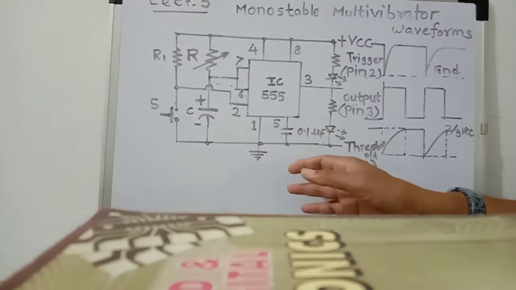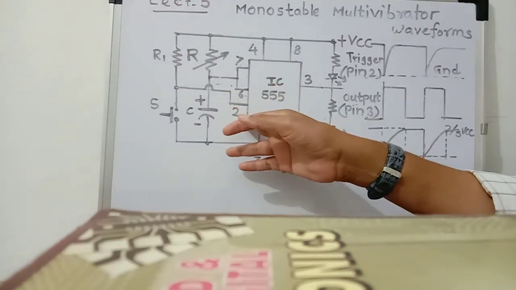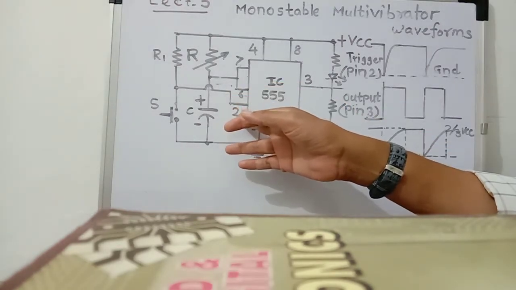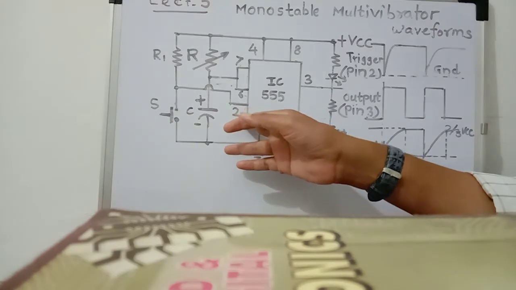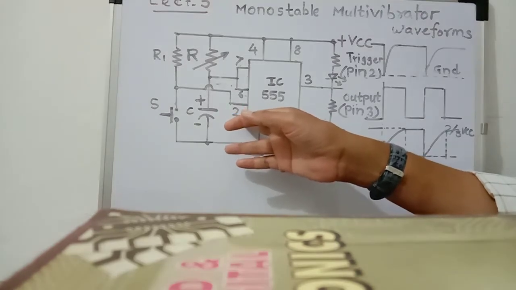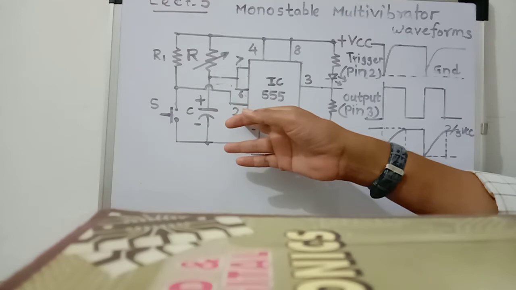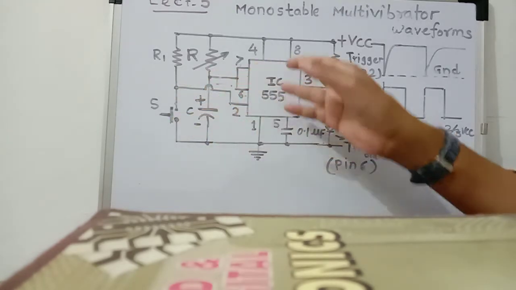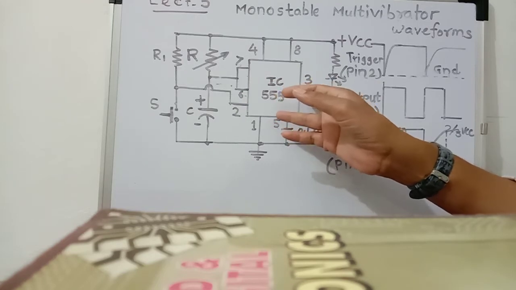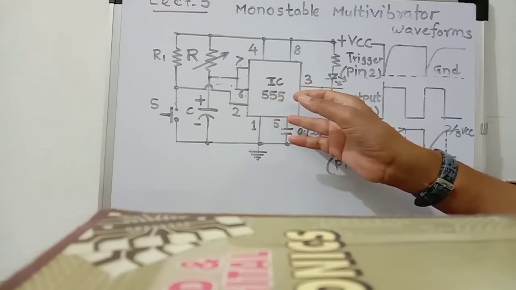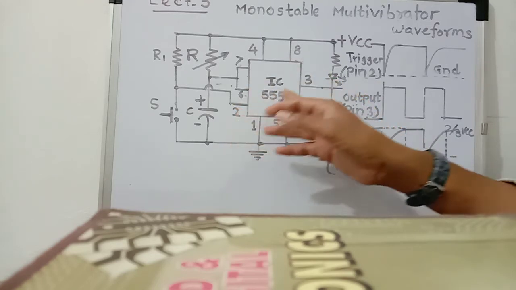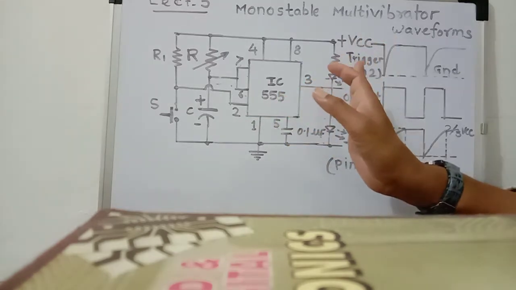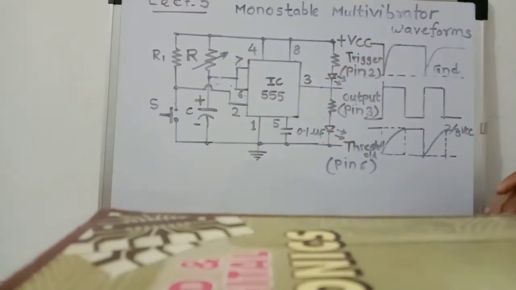Now pin number 2 is the trigger pin. Actually it is the trigger input of the lower comparator. So when the trigger input is applied, the output at pin number 3 goes high. Before applying the trigger, the output is low.